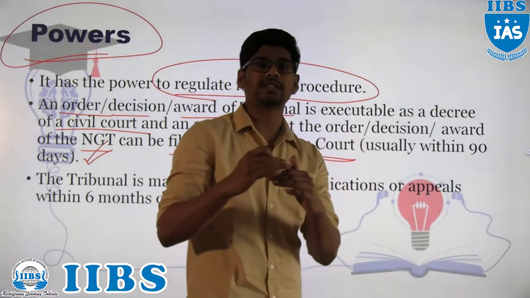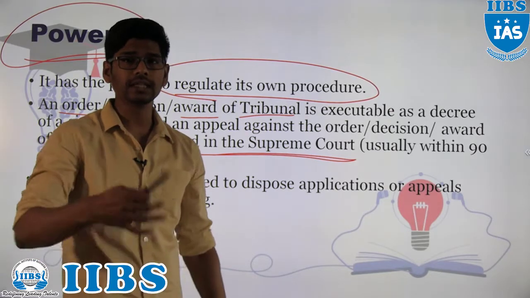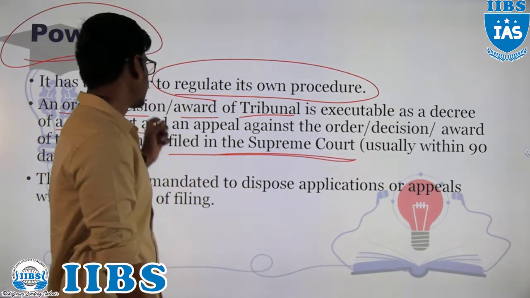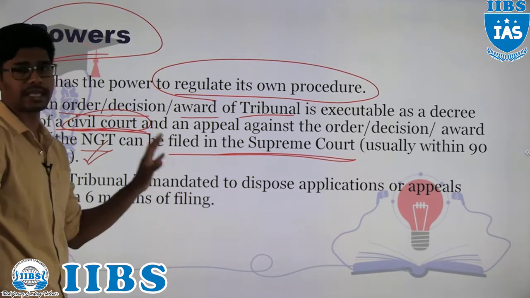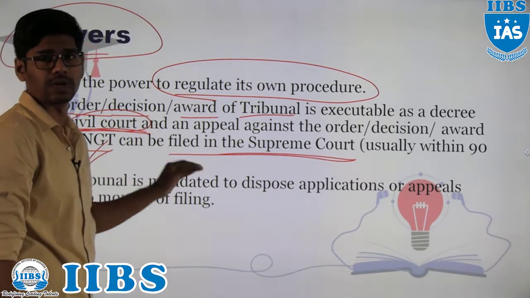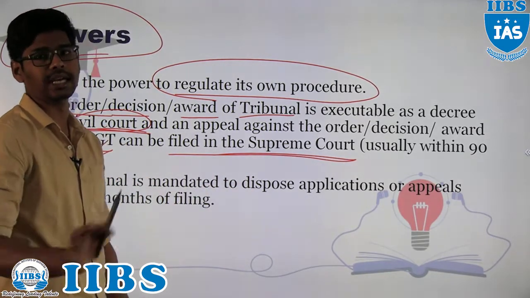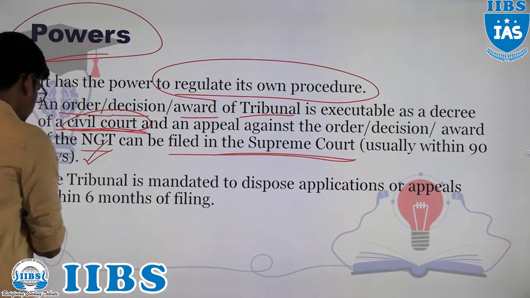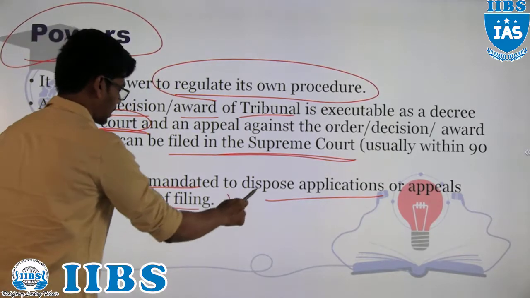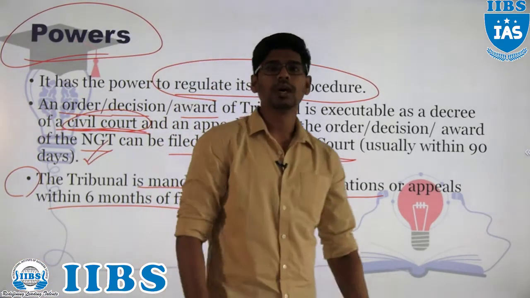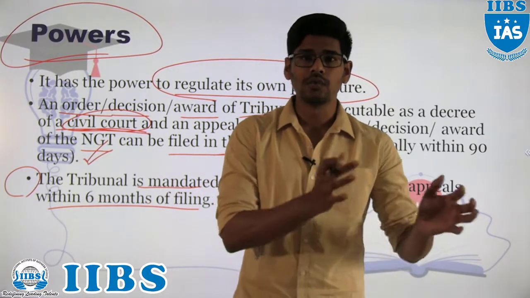The status of the National Green Tribunal verdict in India is the same as the order of a civil court, and any appeal against the order of the National Green Tribunal can be filed only in the Supreme Court within 90 days of the verdict. The tribunal is mandated to dispose of applications or appeals within 6 months of filing, which is very important, because when the environment is being damaged, we cannot keep the case for a very long time.